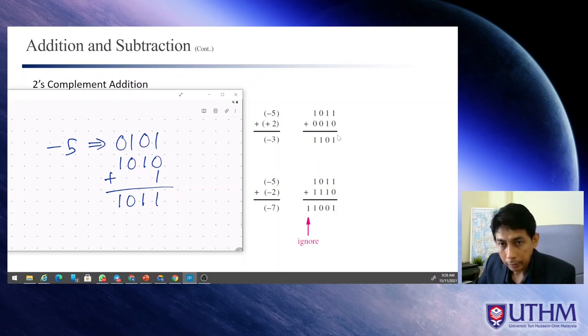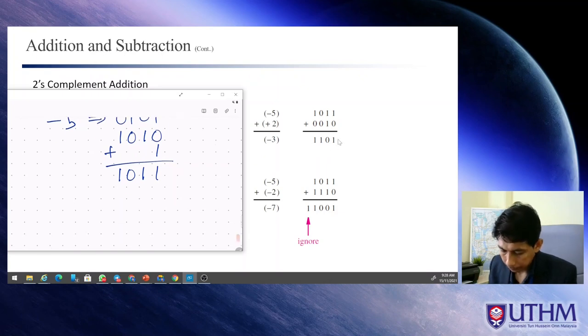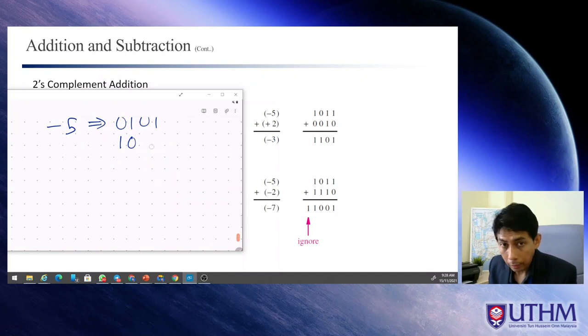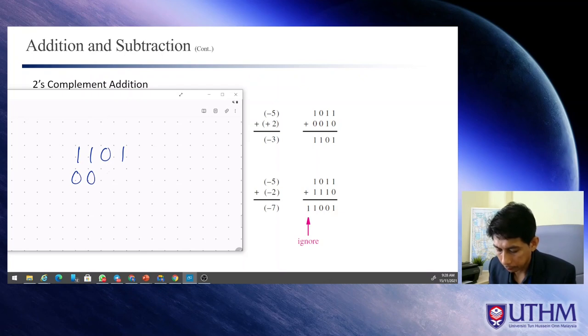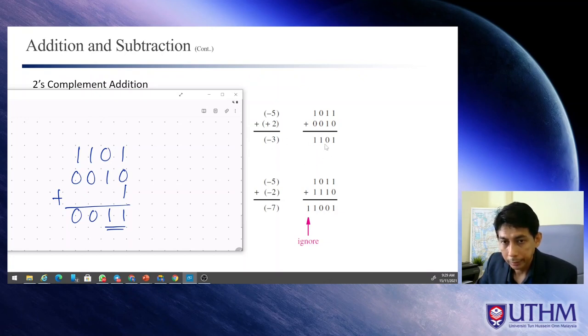So you add here, you can see that you have 1101. And this 1101 is actually minus 3, right? When you complement this, you plus 1, this is actually minus 3 in decimal. Okay, so far so good. Means that it can be used also for adding and subtraction of signed numbers.